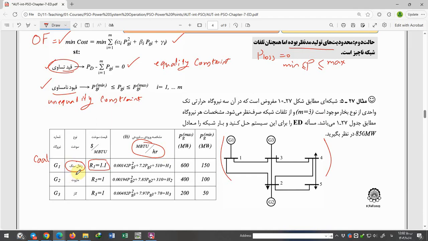The second generator is based on Mazout, the heat rate megabtu per hour is here. The third power plant is based off gas, and the heat rate is here, and the maximum and minimum are considered like this. And the load is 850 megawatt, P demand or P load.